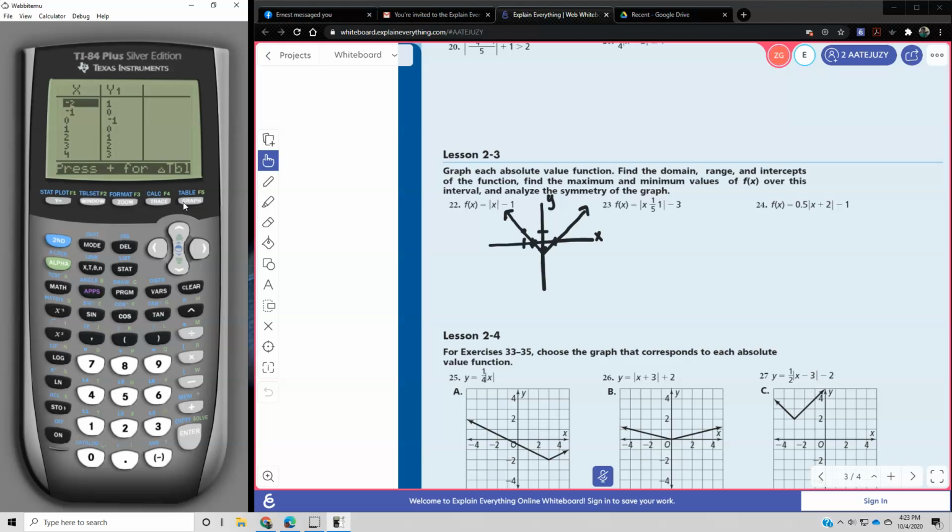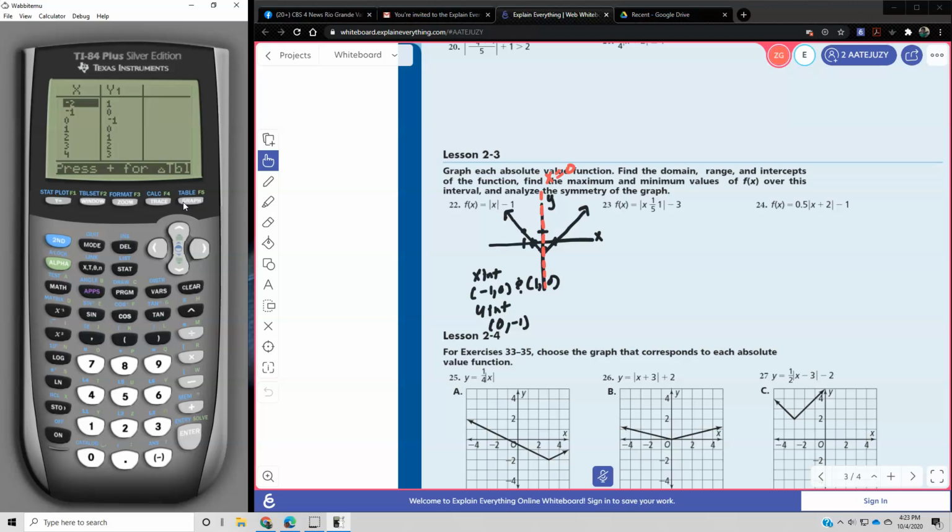So your x-intercepts are -1, 0 and 1, 0. That is your x-intercept. Your y-intercept is 0, -1. Your axis of symmetry, which is actually x equals 0. That is your axis of symmetry.